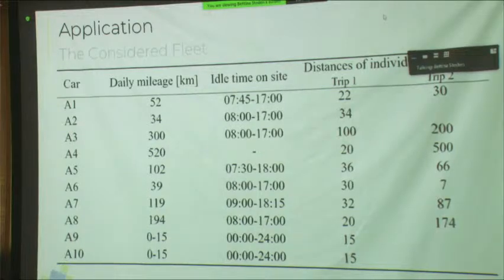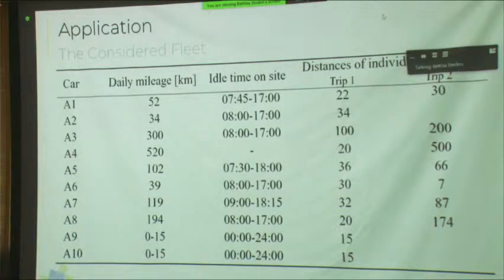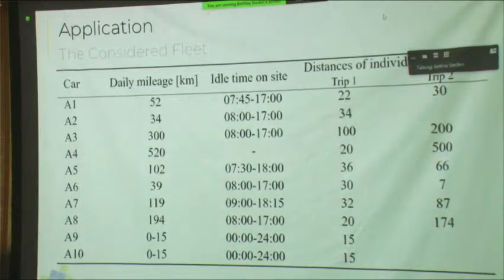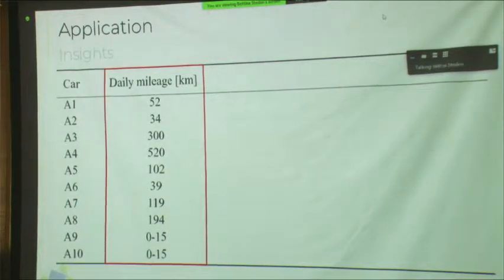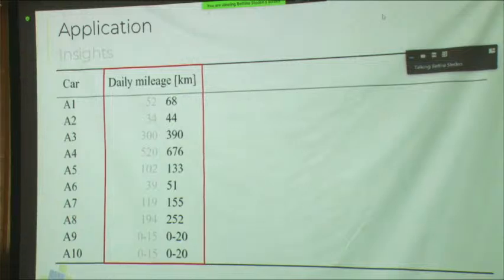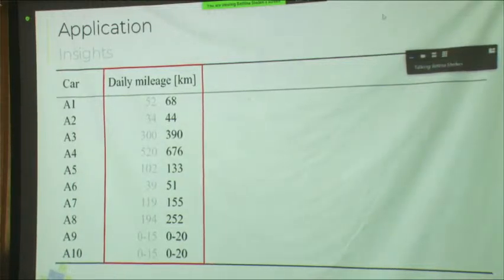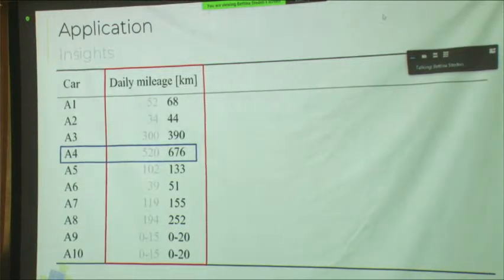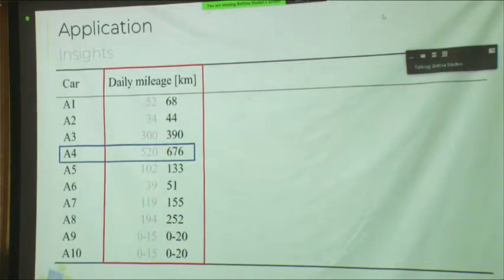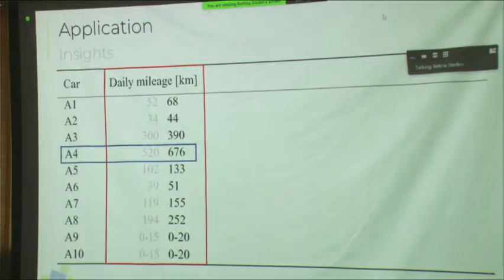The vehicle fleet there consists of 10 vehicles, and we were able to gather data about the daily mileage, as well as the times when the cars are on site. And if you look closer at the daily mileage, we added a buffer of 30% of the mileage due to these insecurities about range. And we can see that our car A4 is the only car that has a range that's not in the scope of the possible range of electric vehicles. So here with the daily mileage we can see we can't replace every car.